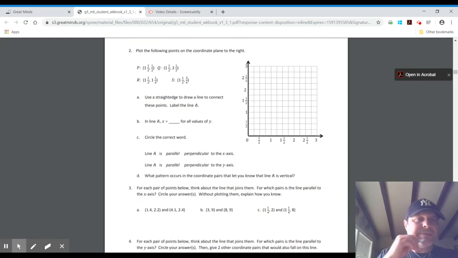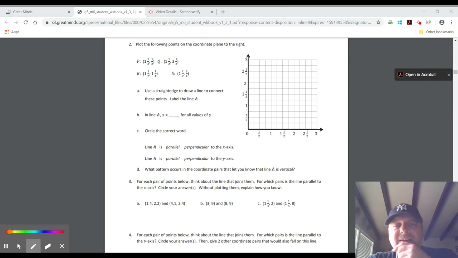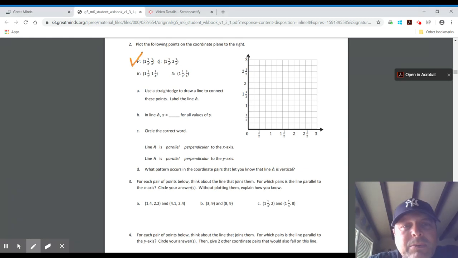As you see, it asks me to plot points on the coordinate plane to the right. So we're going to go ahead and do that. Okay, so we have P, Q, R, and S. P is at 1.5 and 1/2. So let's look where 1.5 is. First, we're going to do the X, which is at the bottom. And this is Y, remember, so that's the second number. And it only asks us to go up 1/2. So right there, that's going to be letter P.